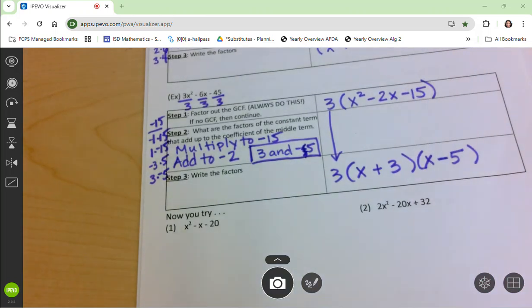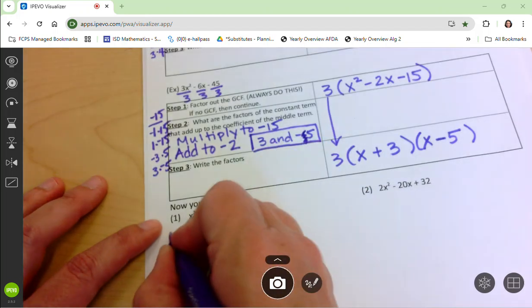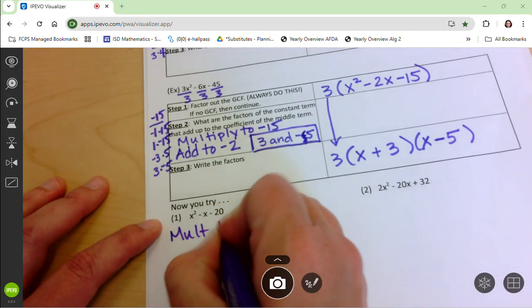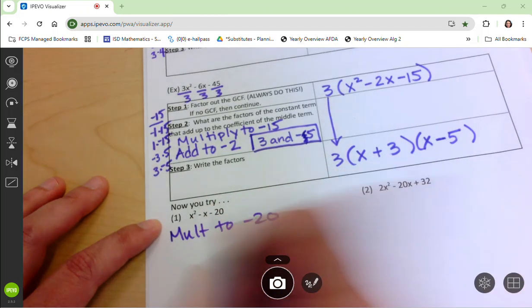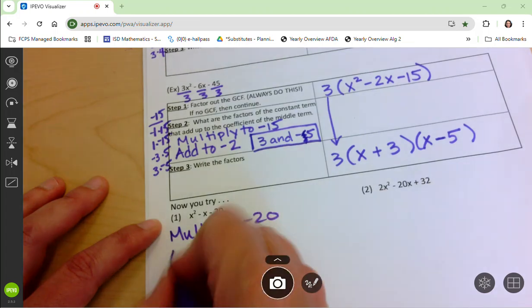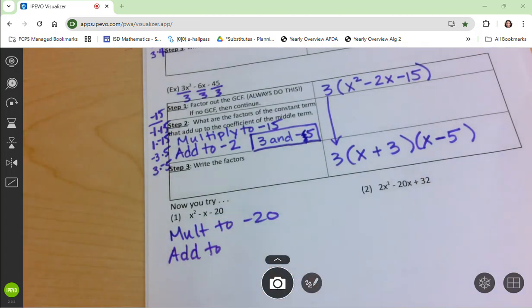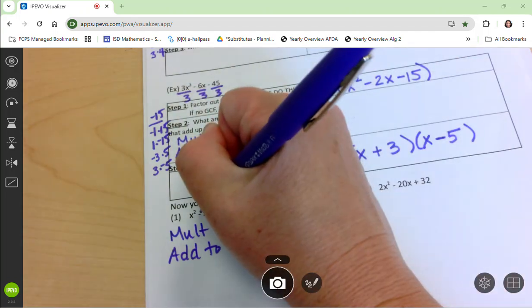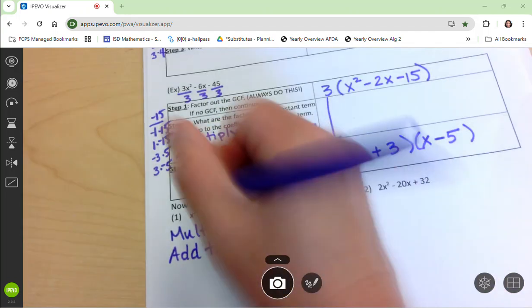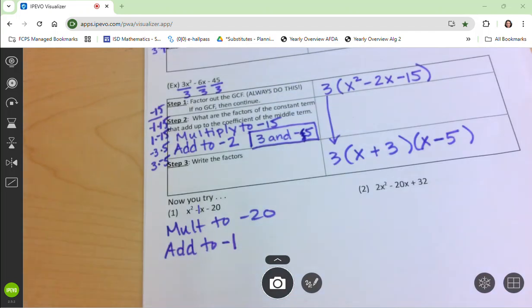Problems. Okay, this one, we need two numbers that multiply to negative 20, because you see the negative 20 there. What do they have to add to? Nahar says negative 1. Anybody agree they have to add to negative 1? There's no number here, but there's a minus sign. You can put a 1, and so he's right. They have to add to negative 1.